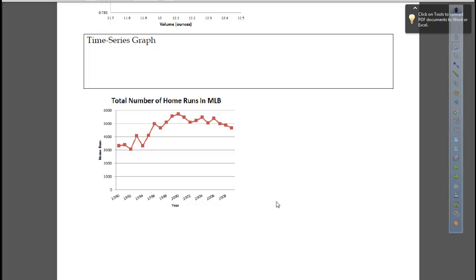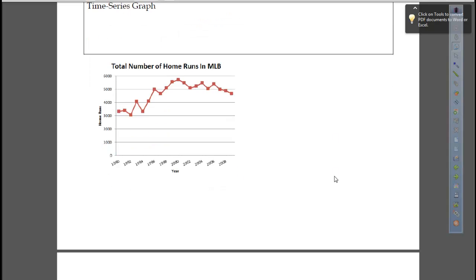Any questions about the time series graph? This is a graph that is over time. It shows the changes in data over time.